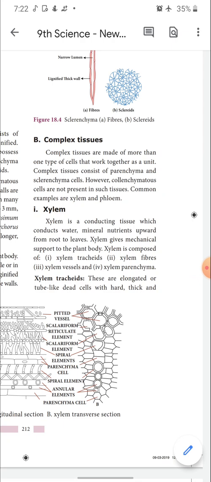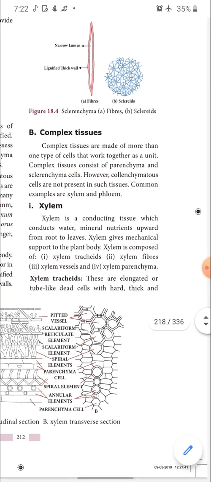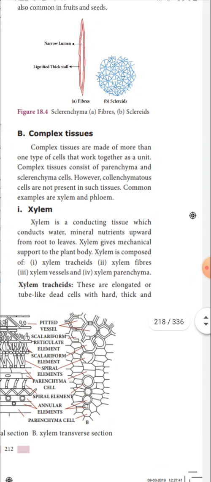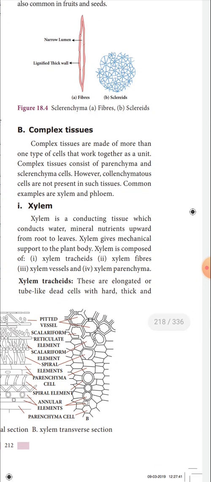Complex tissues are made of more than one type of cell that work together as a unit. Complex tissue consists of parenchyma and sclerenchyma cells. However, collenchymatous cells are not present in such tissues. Common examples are xylem and phloem.